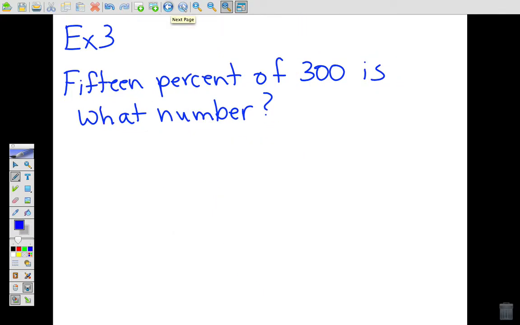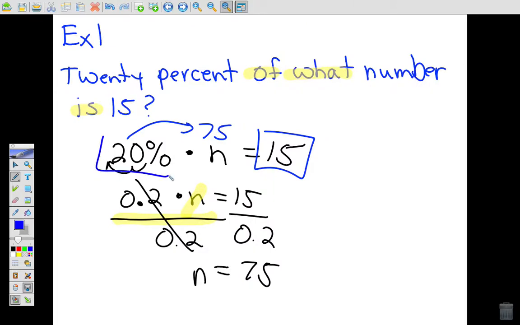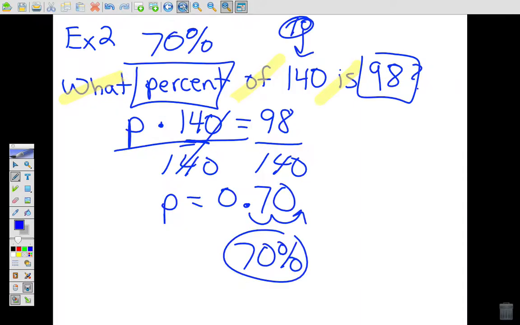All right, third and final example. Keywords of, is, and what. So 15% of 300 is equal to what number? Now, as in example 1, whenever you're dealing with percents, you've got to change them to a decimal. For example, in example 1, I couldn't just divide by 20. I had to divide by 0.2. So you've got to change the percents to decimals. That's usually how you work with them.